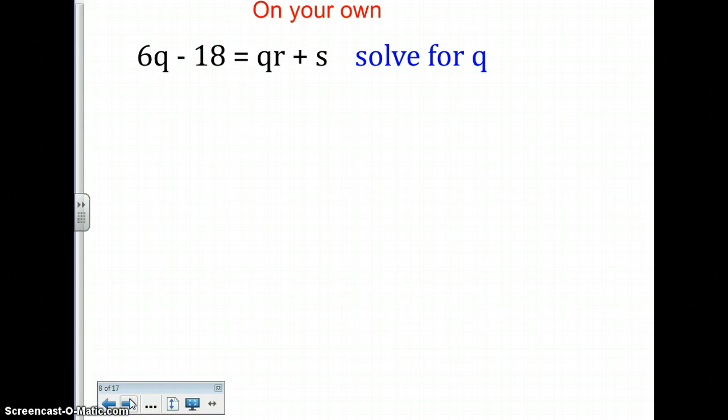So this is a similar problem. Go ahead and try this one on your own. Hit pause, see how it goes for you, and you can check your answers at the end.